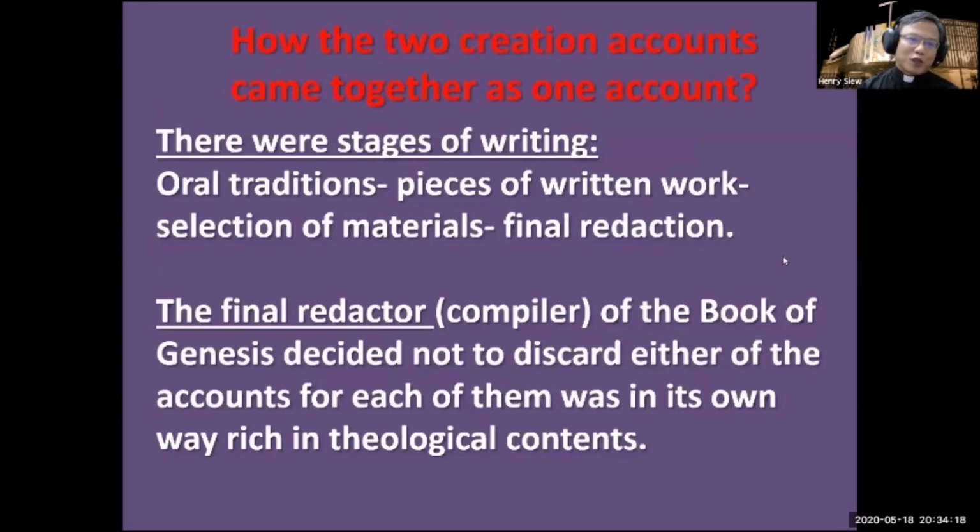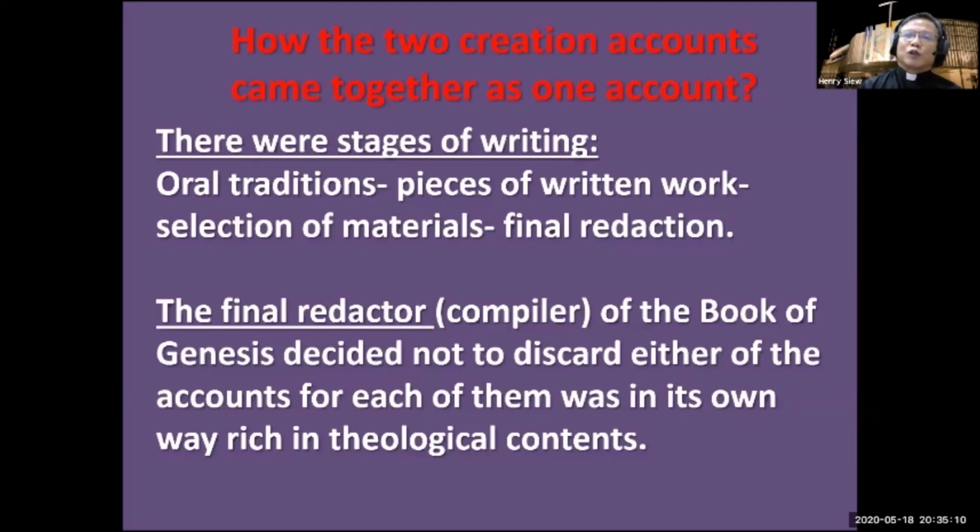So we would want to ask these questions. If there were two accounts, then how did the two creation accounts eventually come together as if one single account? Now we must know that the writing of the books of the Bible, all of them took a long time. There were stages of writing. Since today we are talking about Genesis, we will just talk about the book of Genesis itself. This book of Genesis was not written at one go by one single person. No, it took a long time for the eventual writing of the book of Genesis.